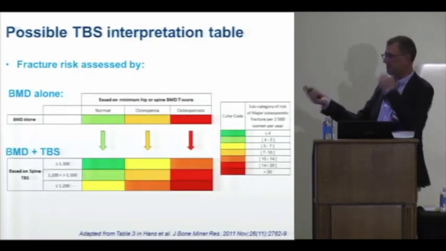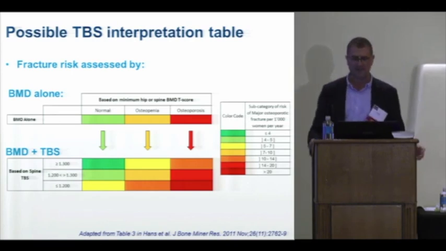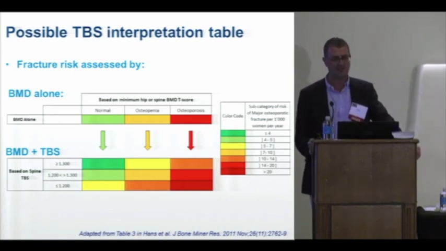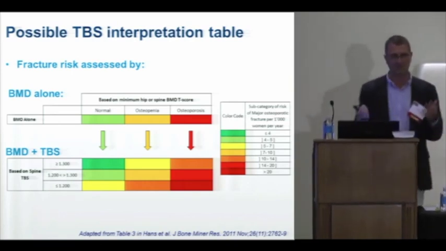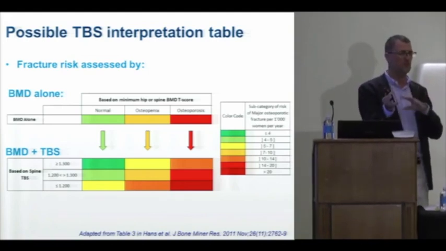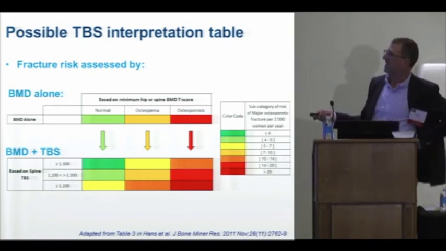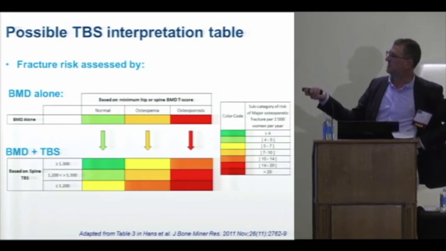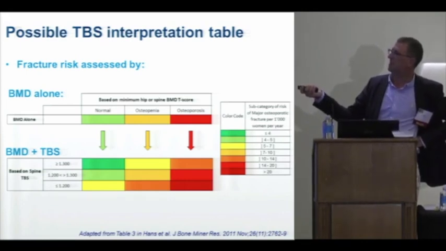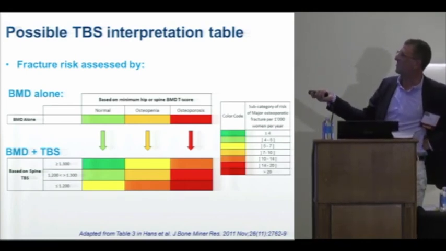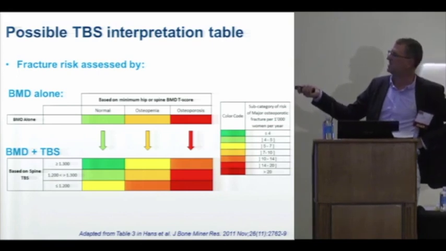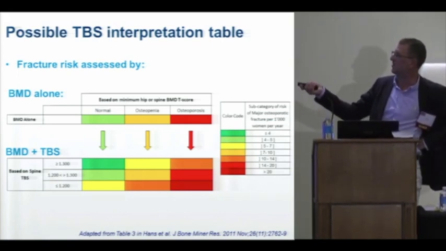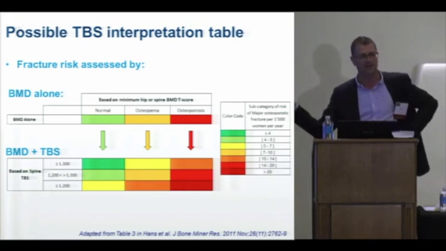What we're presenting here is adapted from the Manitoba study, and that's quite interesting. That comes back to the overlap between fracture and non-fracture in the osteopenic zone. Here, if you have BMD alone, that will correspond to, let's say, a low level of fracture risk, a medium, intermediate level of fracture risk, or a high level of fracture risk.